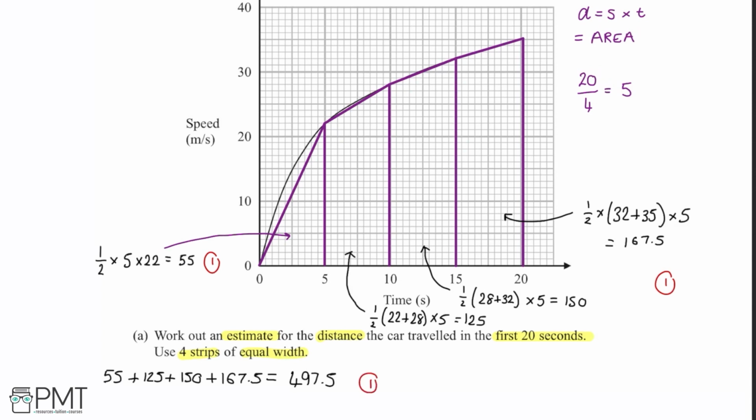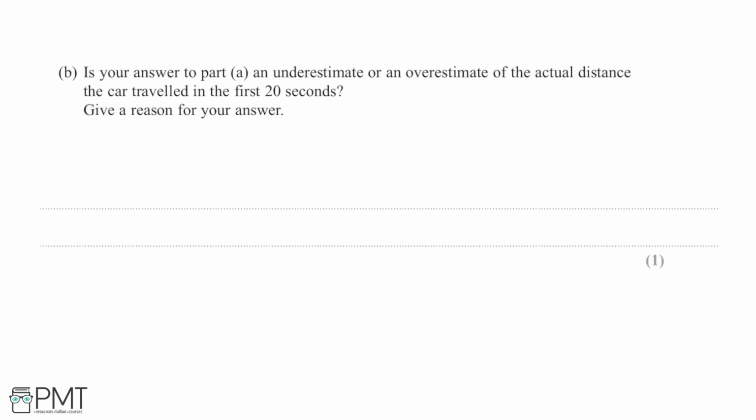There's a little bit of leeway just to account for different readings being taken from using the strips and that kind of thing. Answers may differ slightly. You could also use rectangles to estimate the area, and that's going to give you different values still. Now for part B of this question, we're asked whether the answer to part A is an underestimate or an overestimate of the actual distance the car travelled in the first 20 seconds. And we're asked to give a reason for this answer.